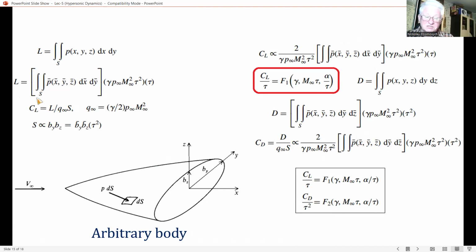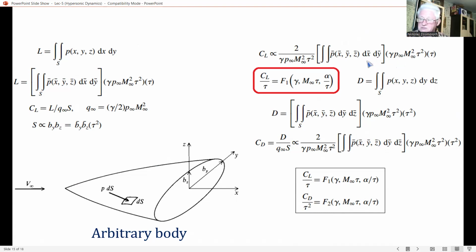Here we define the lift coefficient for the three-dimensional body as CL, which is lift over q times S, where q is gamma over 2 times p infinity times M infinity squared. The area S here is taken to be the base area, in contrast to the planform area used for our preceding two-dimensional case. Letting By and Bz be the half width and half height of the base respectively, we may say S is proportional to By times Bz. But we should notice that S is proportional to tau squared, and hence we may rewrite our expression accordingly.